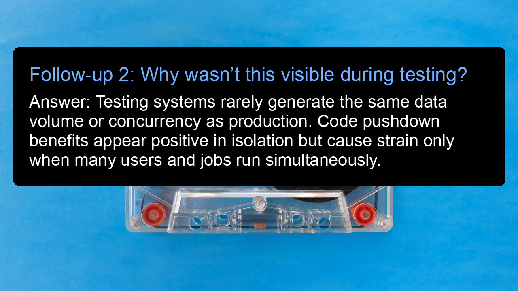Follow-up 2. Why wasn't this visible during testing? Answer: testing systems rarely generate the same data volume or concurrency as production. Code pushdown benefits appear positive in isolation, but cause strain only when many users and jobs run simultaneously.